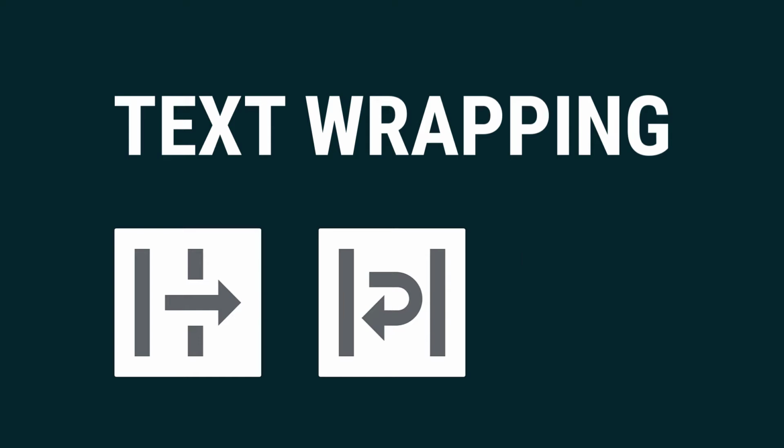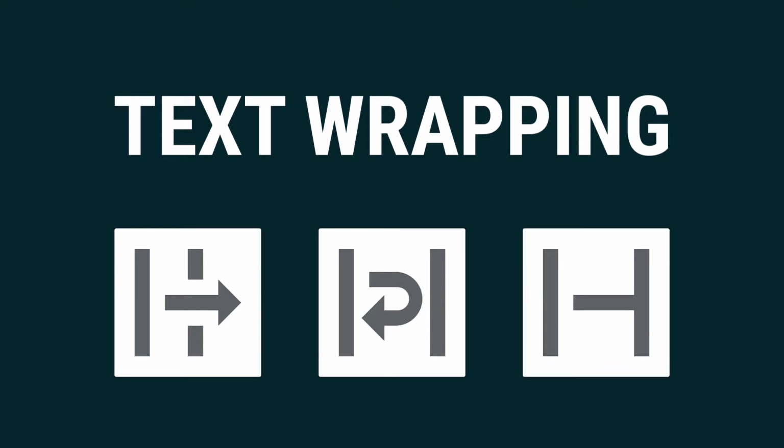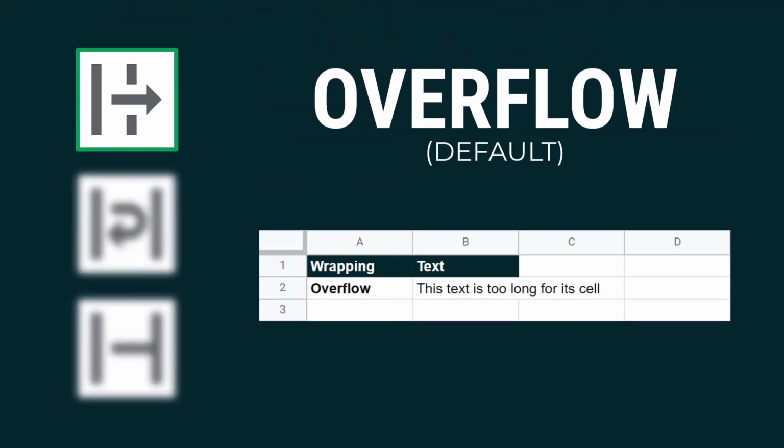There are three text wrapping options in Google Sheets: Overflow, Wrap, and Clip. Each has a specific effect on how text is formatted within cells. Overflow, which is the default for all cells in a new Google Sheet, does what it says. It lets text in a cell overflow into neighboring cells.